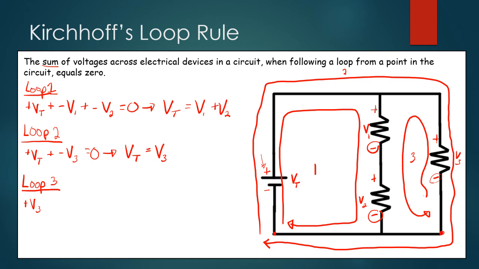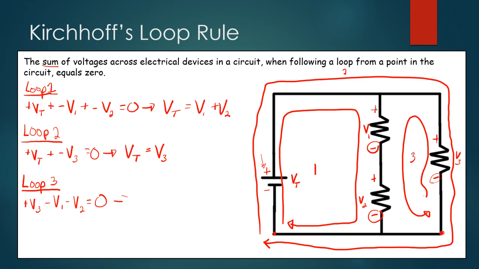So positive V3. And then now I'm going to come back down this branch, and I go through resistor 1, or voltage across resistor 1. Then I take the sign of leaving, so minus V1. And then I take the sign of leaving of voltage across resistor 2, V2, so minus V2. And then I follow that back around, and I hit my starting point, so that's going to equal 0.